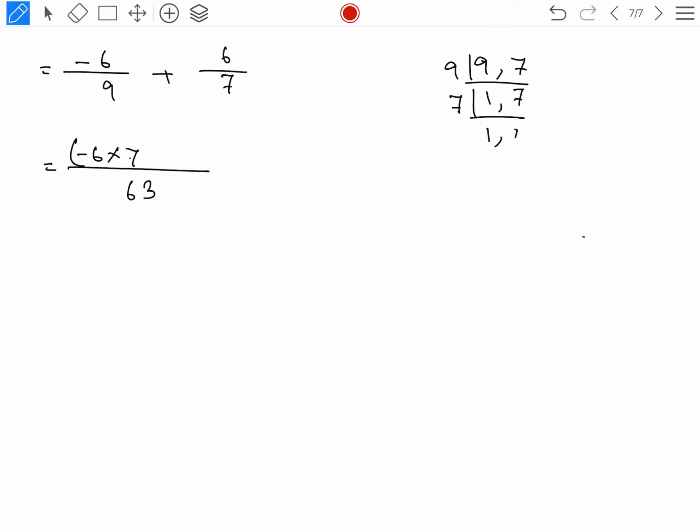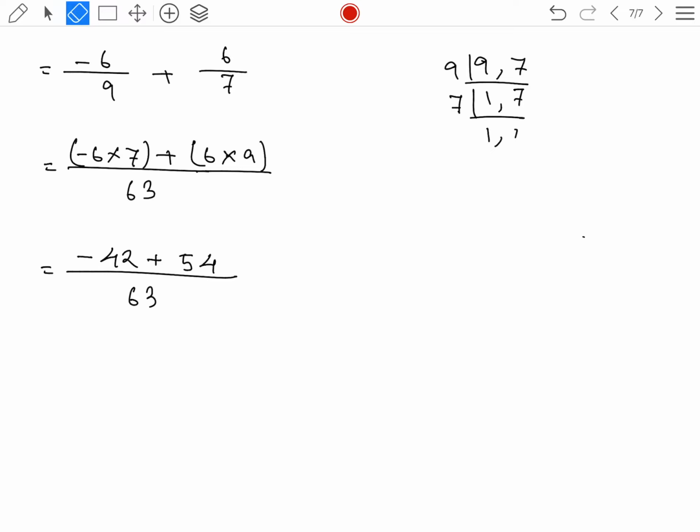So 63. Since 9 7s are 63, so 6 into 7, then 7 9s are 63, so this 6 into 9. Okay. So 6 7s are 42, then 6 9s are 54 by 63. Okay. Understood?